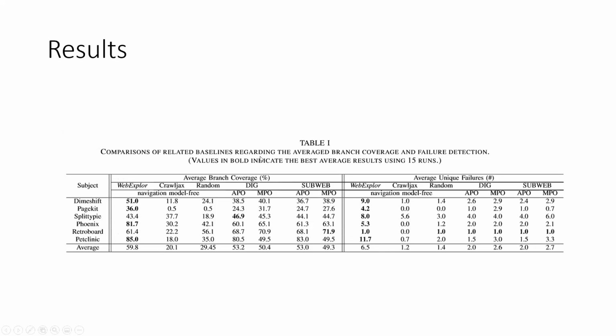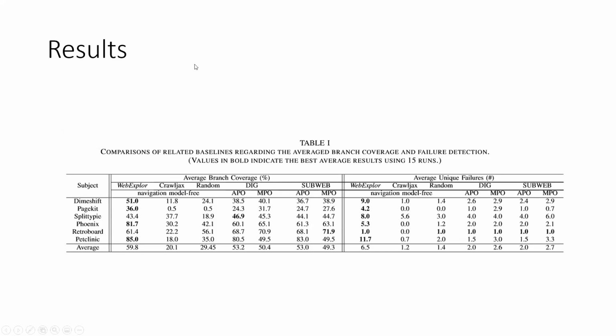Yeah, this is the branch coverage, and this is the number of failures they get. So how do they identify the failures? Failures, they detect by HTTP status code. So if you encounter a 404 or something like that, then they consider it as a failure that they found. The goal is to find as many failures and cover as much code as possible. So this is what they got.